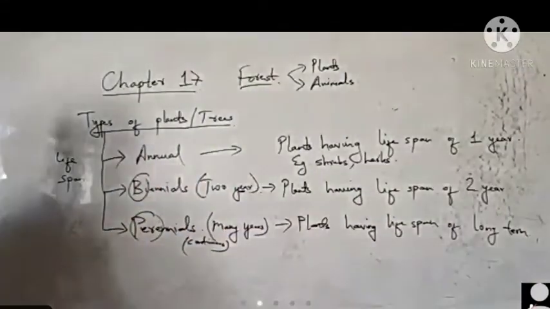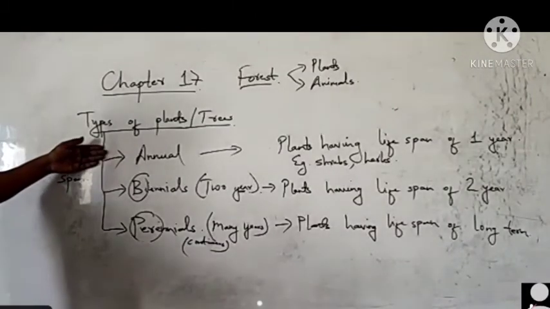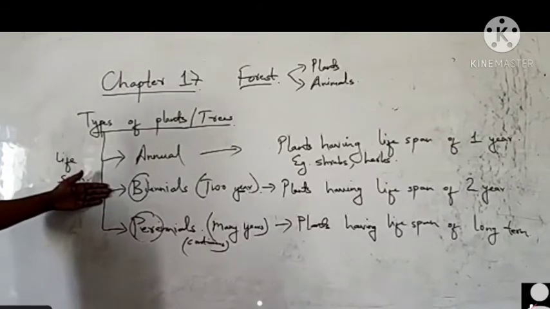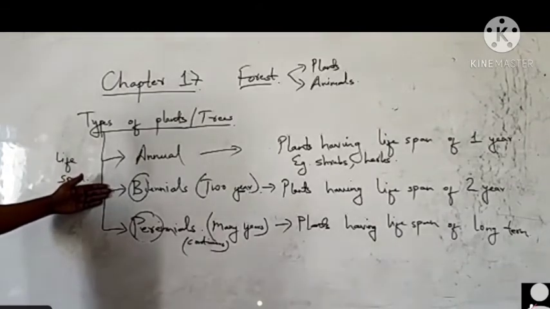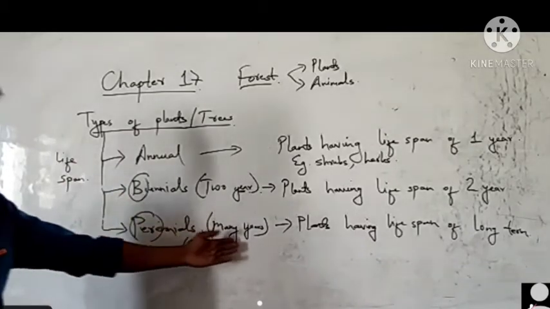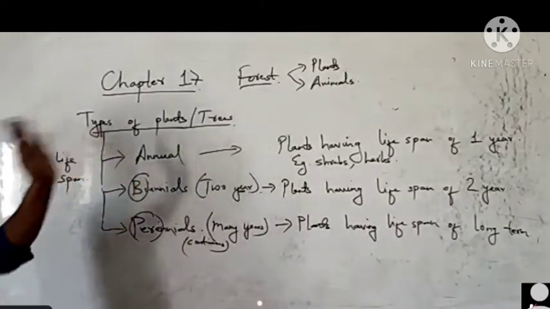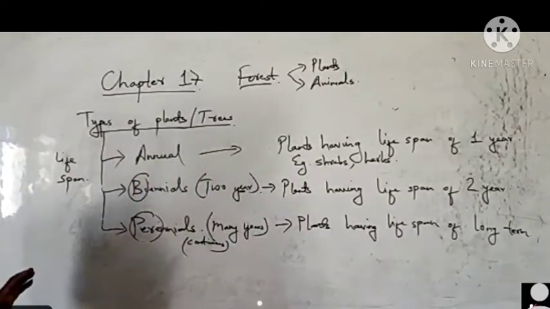Basically we have three types of plants or trees: annual, lifespan of 1 year; biennial, lifespan of more than 1 year but less than 3 years, that means 2 years; and perennial, lifespan of many years. It can be decades or it can be hundreds of years also.